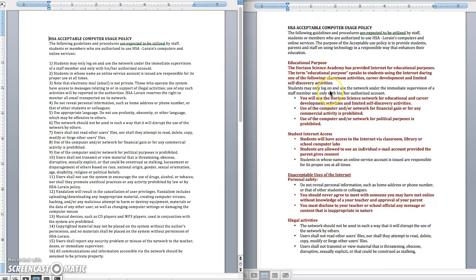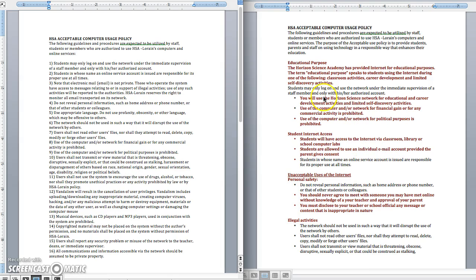In the black, this is what they had in their original language. I also added some additional points. You will use the Horizon Science Network for educational career development activities and limited self-discovery activities. Under educational purpose, I also put the use of the computer and a network for financial gain and for any commercial activities prohibited. This was in the original language.